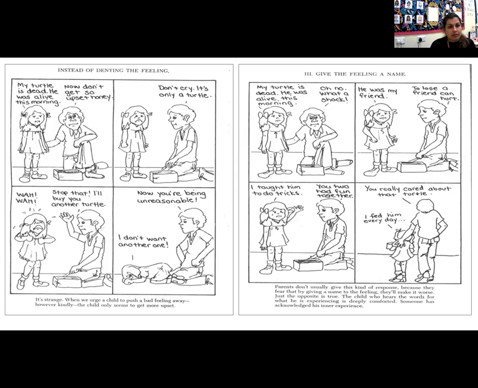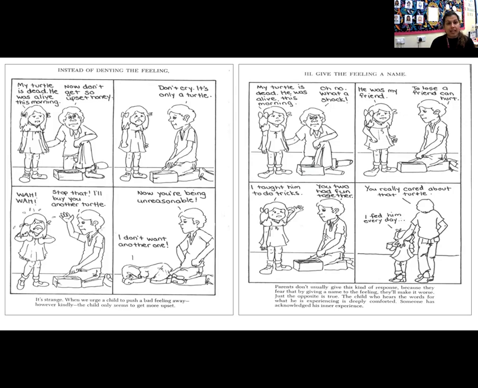So she says, my turtle is dead. He was alive this morning. Now, don't get so upset, honey. Don't cry. It's only a turtle. And then she starts to cry. Stop that. I'll buy you another turtle. I don't want another one. Now you're being unreasonable. So you can see that there's a disconnect between both the father and her daughter.